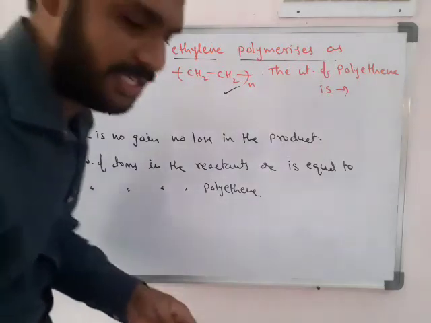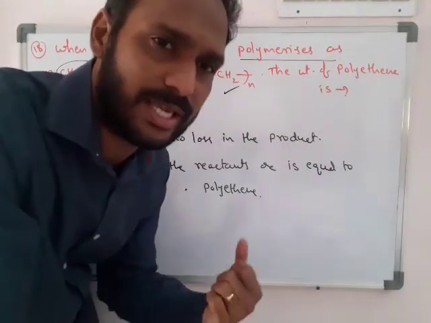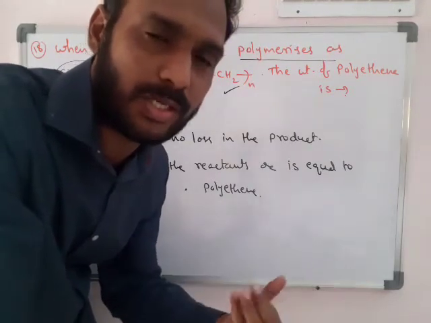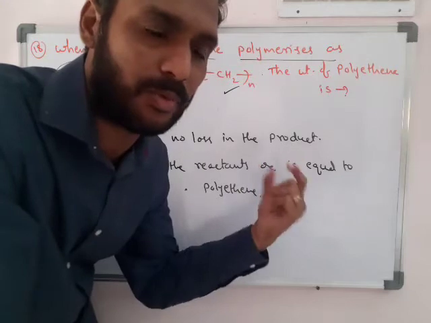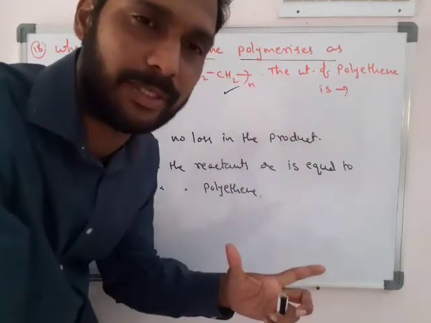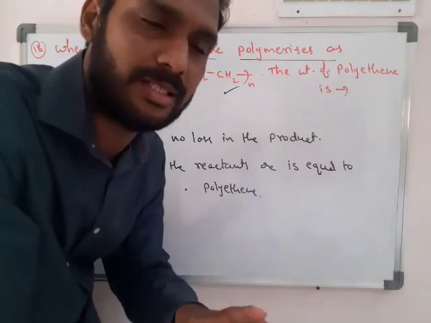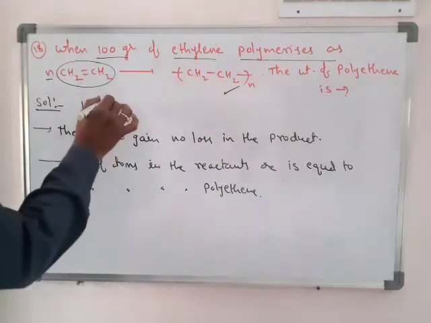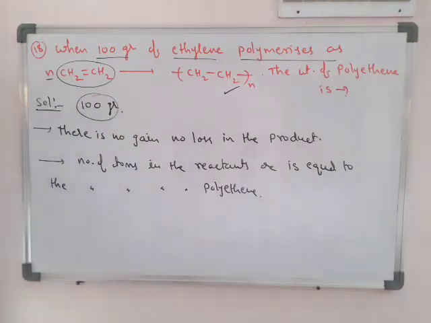Actually, in any reaction, the number of atoms in the reactants and products is equal, but here there is no by-product. The total reactant taken has entirely come into the single product, polythene, so there is no loss and no gain in weight. That's why the answer is exactly 100 grams.